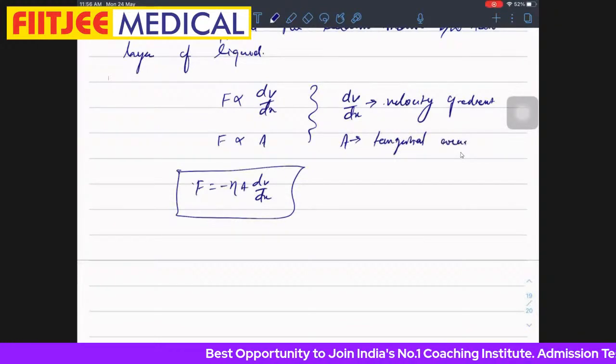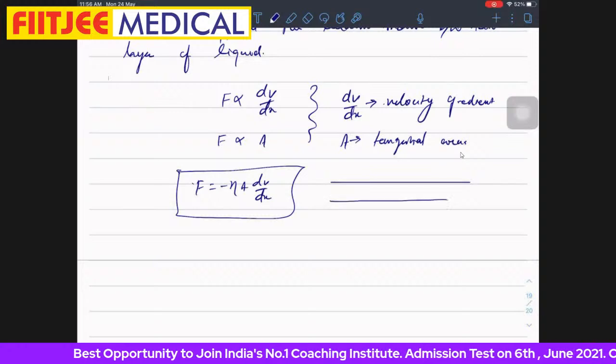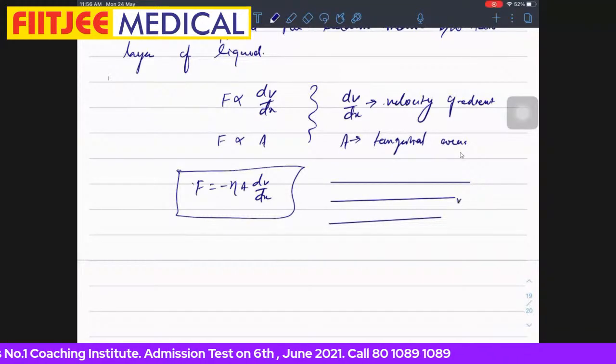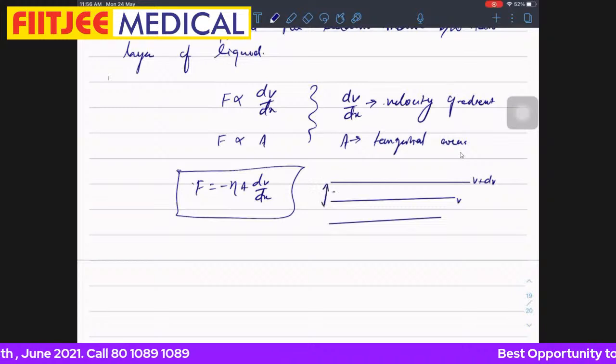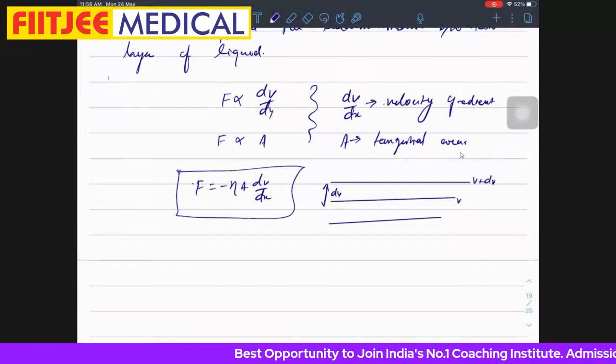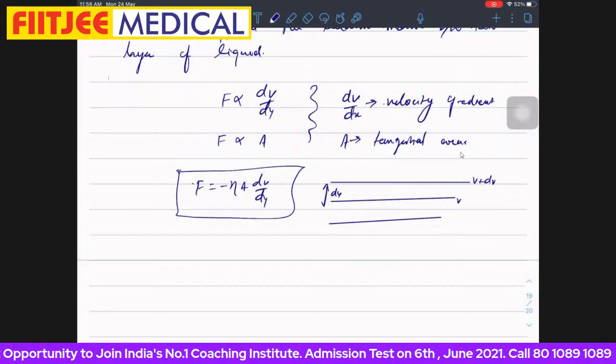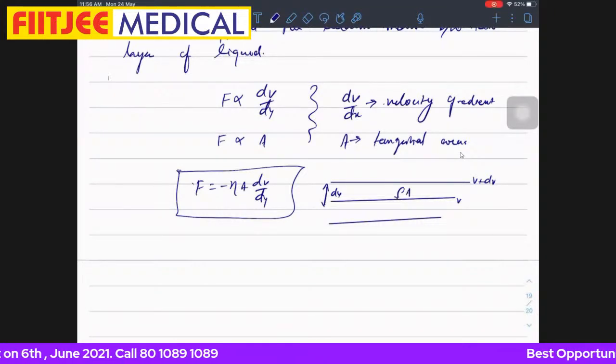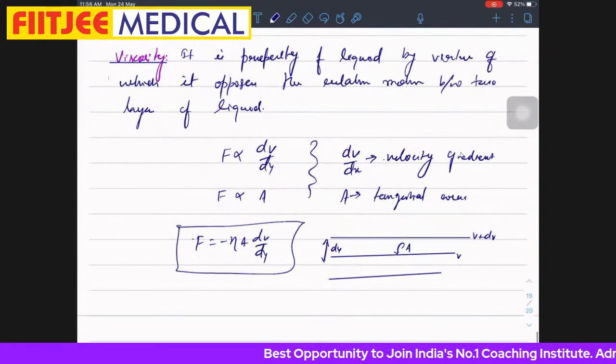Try to understand this. Suppose this point has velocity v, this one has v plus dv. I say this separation is dy, in the vertical direction. This is the velocity gradient, the difference in velocity between two layers, and the area will be the tangential area, the area over this thing. That will be included in the viscous force.